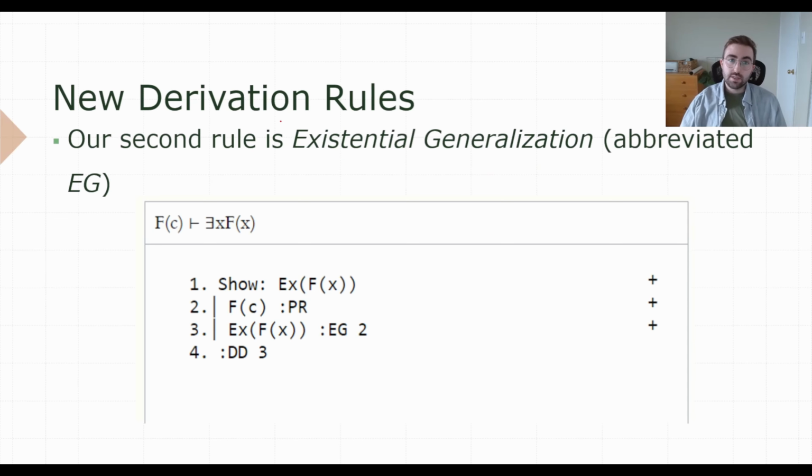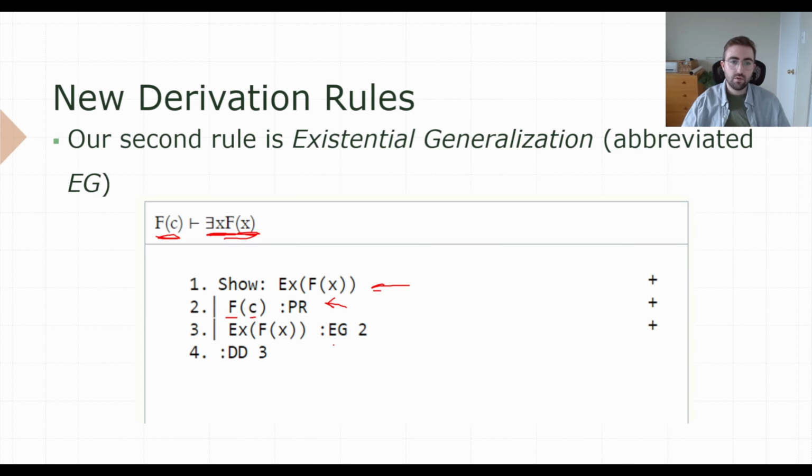So here's how it looks in a fairly basic form. Suppose we're trying to show that there is something which is F. There's at least one thing which is F. And as a premise, we already have that C is F. Well, we write what we're trying to show, of course. We list our premise. And then we can just apply existential generalization to line 2. Because on line 2, we already have C is F.